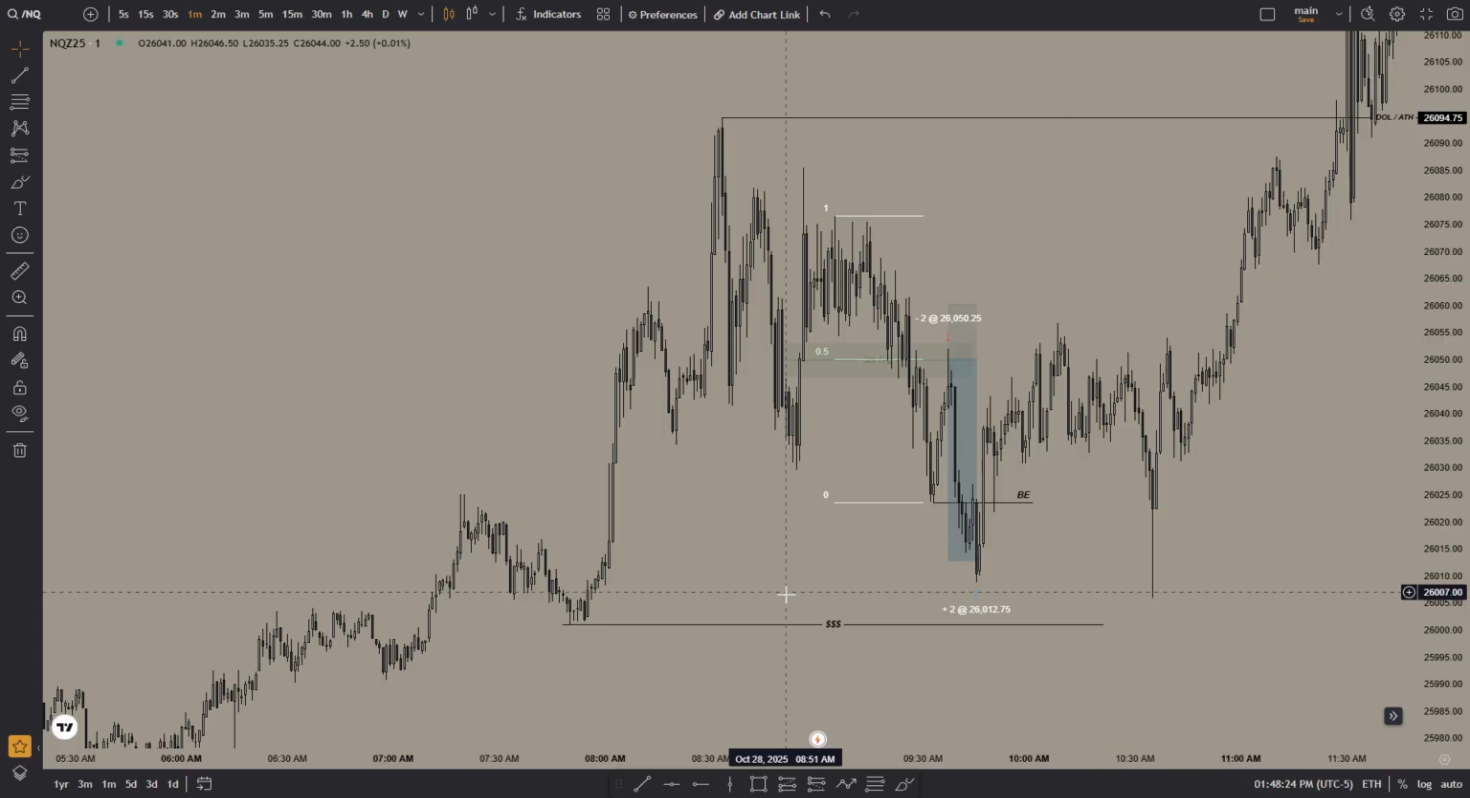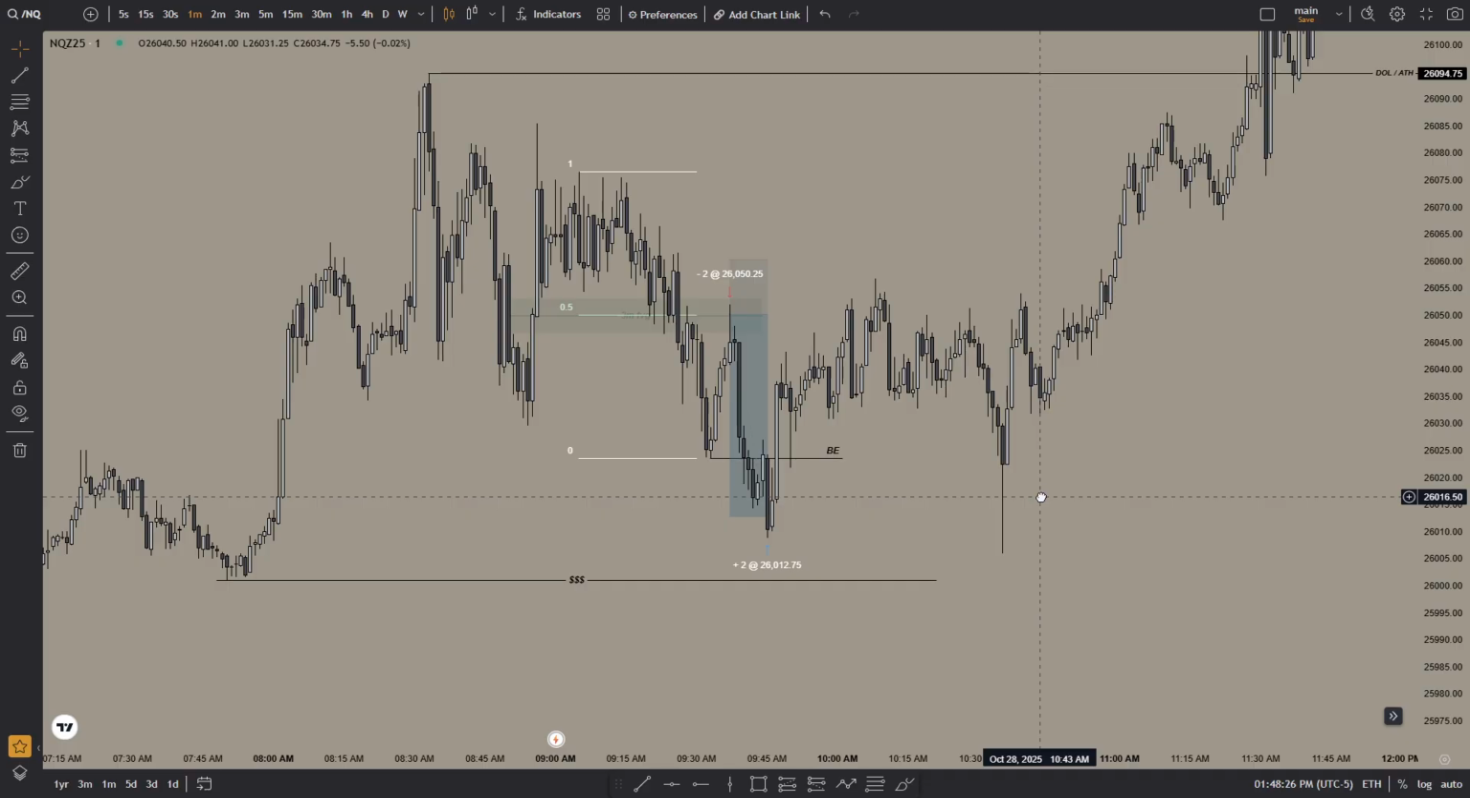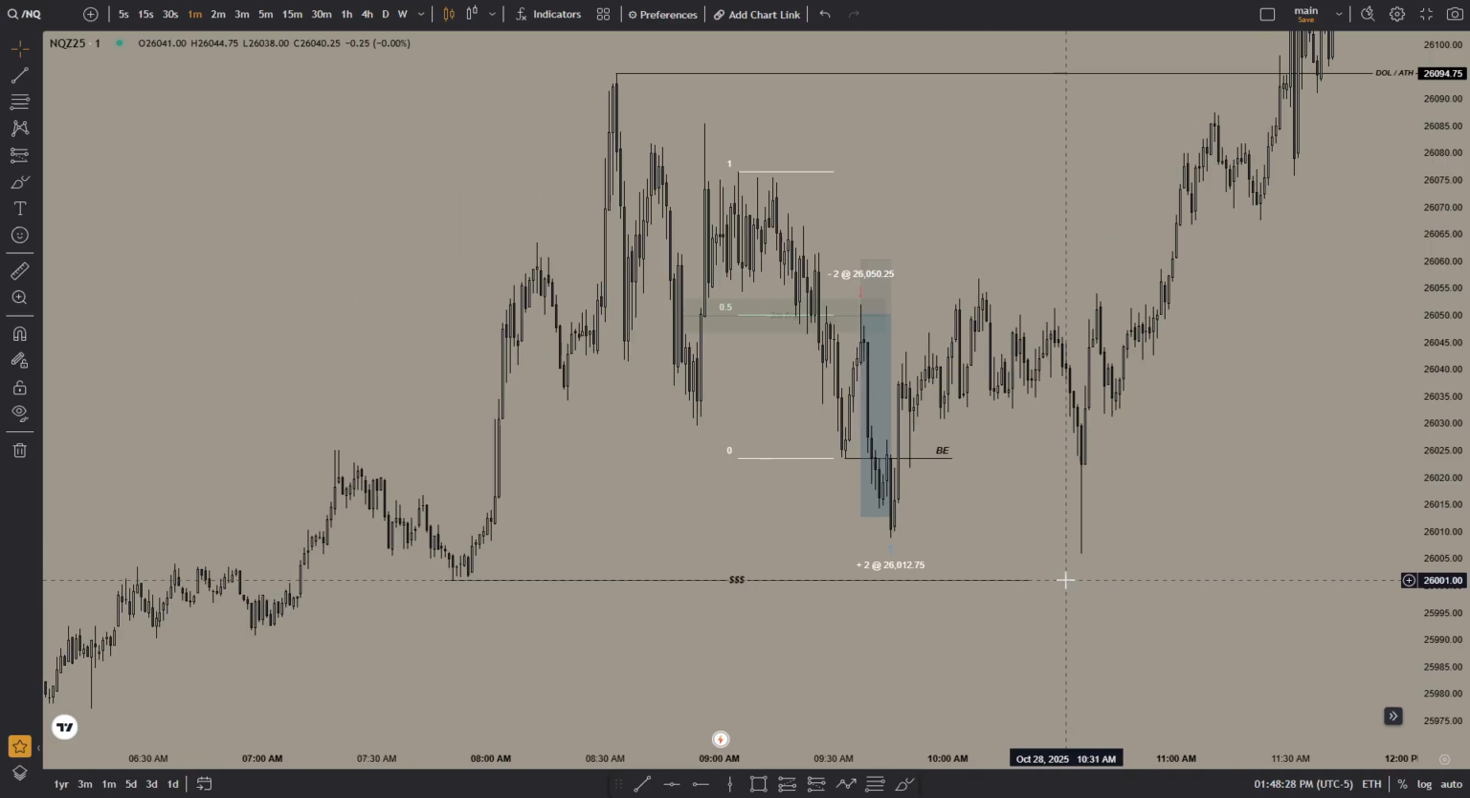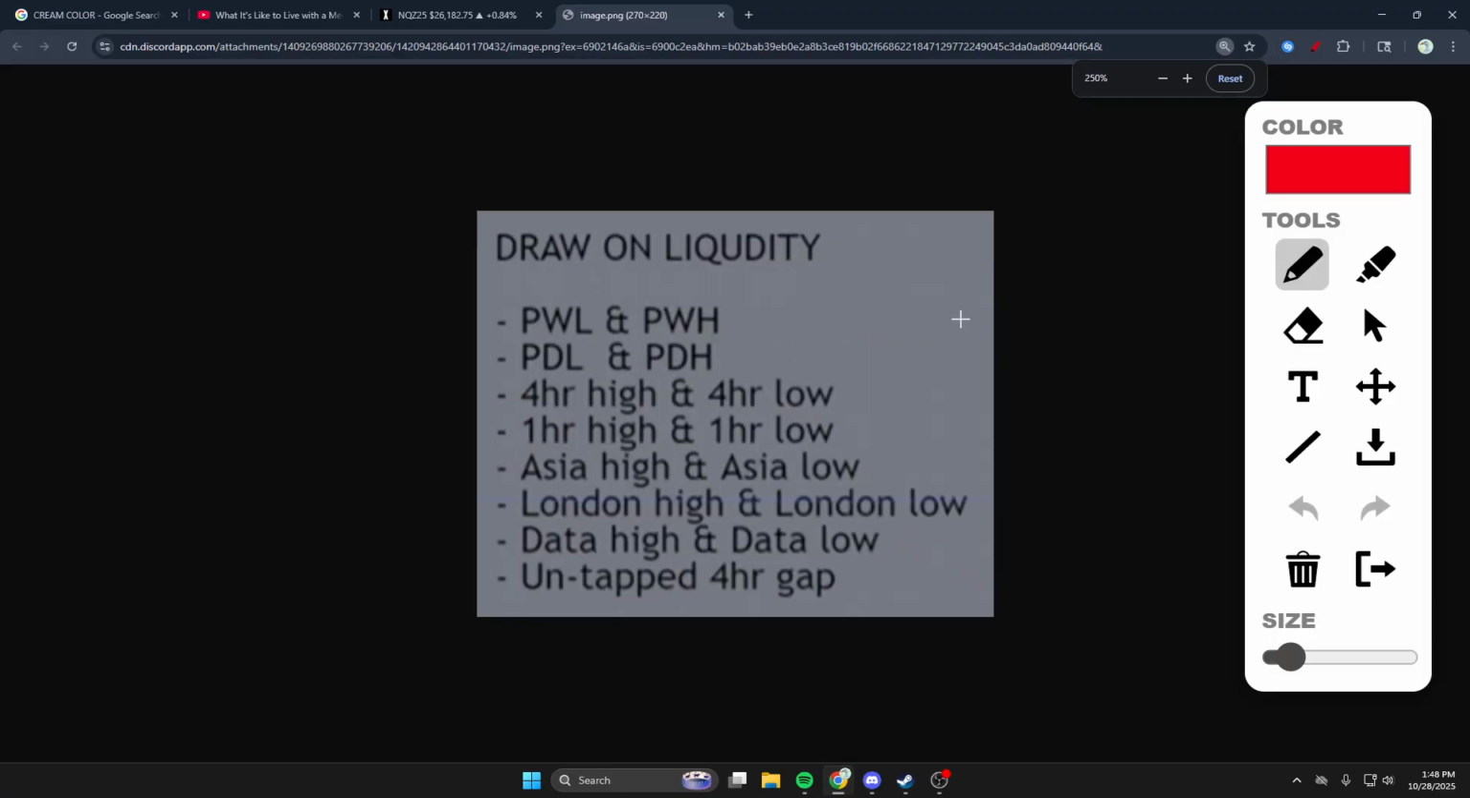So if you were to take this and this was your target, you would have got break even. But that just means that your draw is wrong. And also, let me show you guys this thing, which might help you find your draw on liquidity. This is from Jack. These are what you want to find as your draw on liquidity.